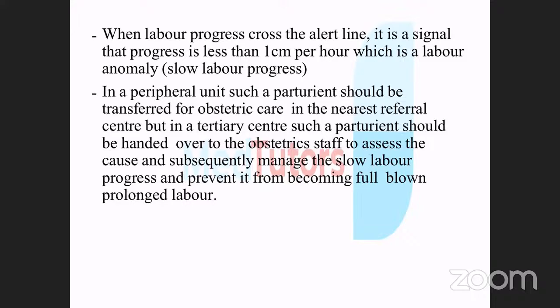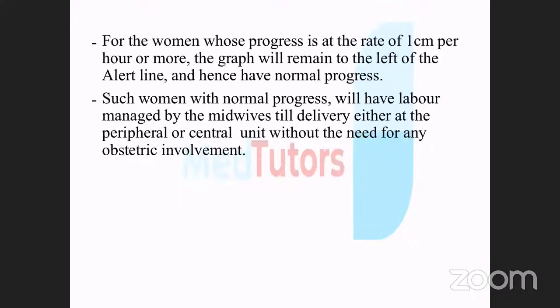Next slide, please. For the woman whose progress is at the rate of 1 centimeter per hour or more, the pathograph will remain to the left of the alert line and hence normal progress. Such women with normal progress will have labor managed by the midwives to delivery, either at the peripheral or central unit, without the need for any obstetric involvement. Next slide.